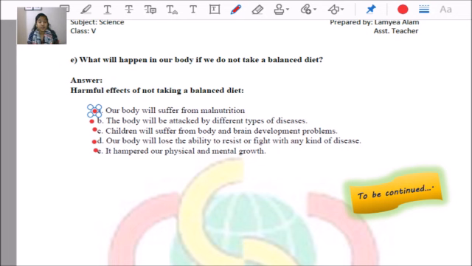What we can do, we can spend some time on our topic balanced diet, and for better performance we can memorize all the answers of these questions, and we can write them in our home copy.